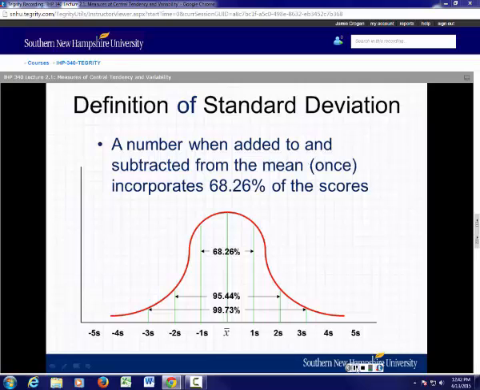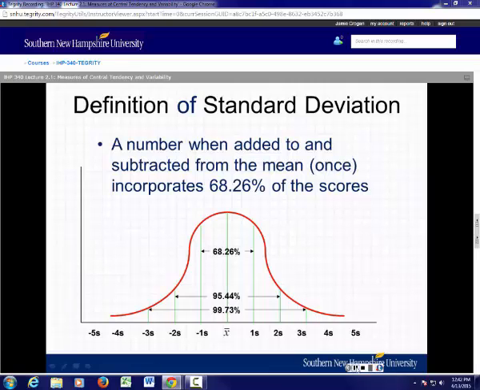And so by definition, a standard deviation is a number that you get from that calculation that we just looked at, that when you add it to and subtract it from the mean one time, it includes the middle 68.26% of the scores. And so in this picture, what you're looking at is that regular normal curve that we've seen before.